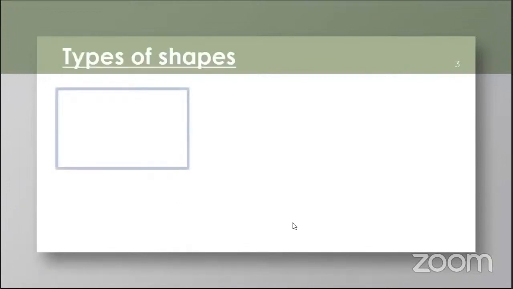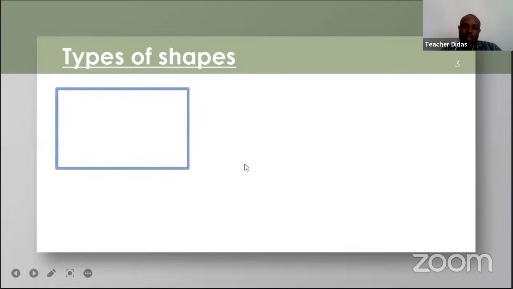Now let's go on. Our next figure is here. Tell me which figure is that? It is a rectangle. Spell the word rectangle. It is R, E, C, T, A, N, G, L, E. So the word is rectangle.